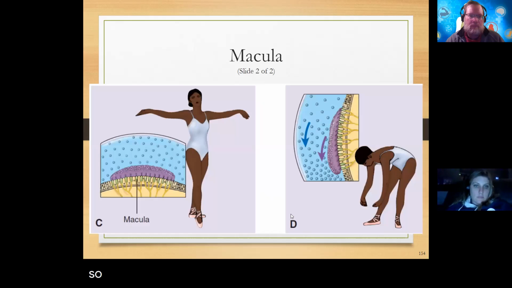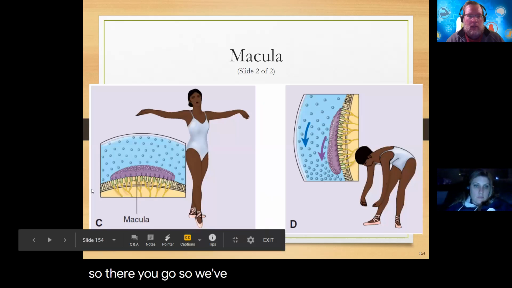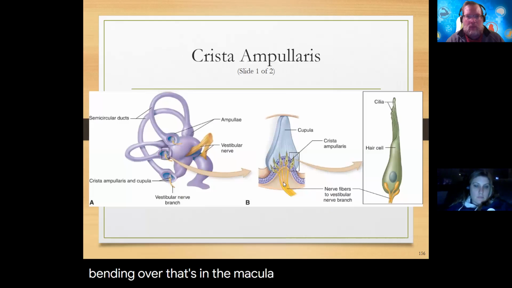So there you go. So we've got upright and then bending over. That's in the macula, and then we look at more in what we call the ampulla. An ampulla is kind of like a little puffy pouch.